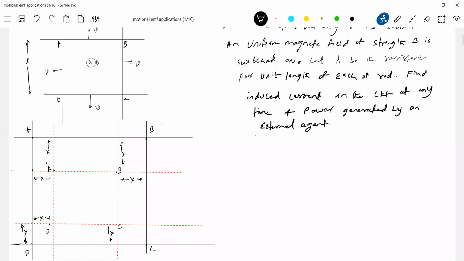What is the new area of the loop? So earlier it was L, no? Earlier it was L. Now what will the area of the loop be? So what is the side length? L plus 2x, and what is x? x should be equal to Vt, because the rods are moved with a constant velocity.